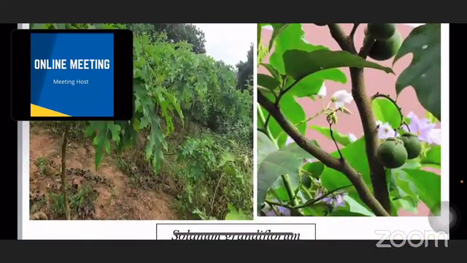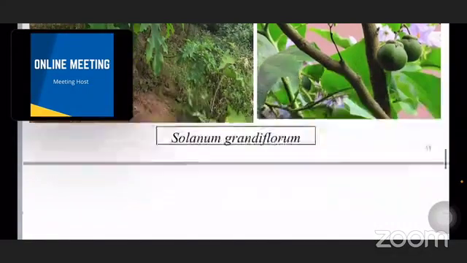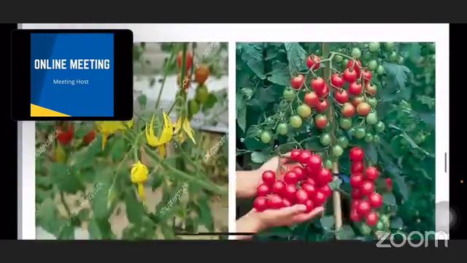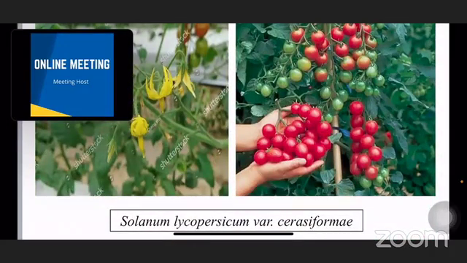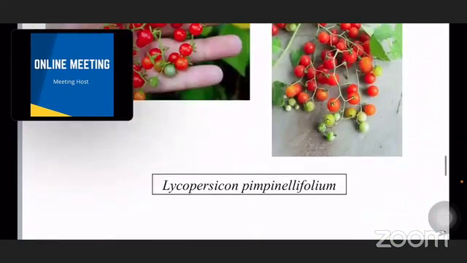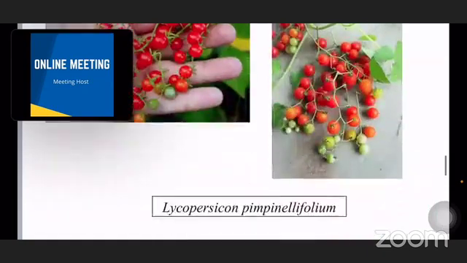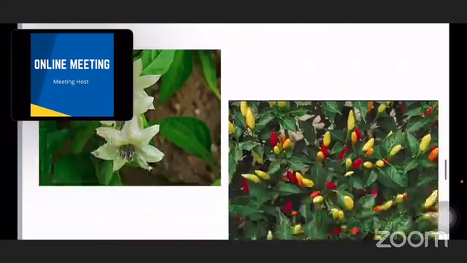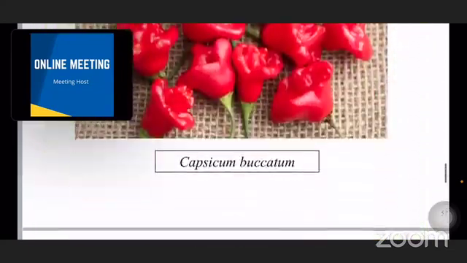For this purpose, for introduction of resistant characters, we have to use these wild species. This is Solanum grandiflorum, and this is Solanum sisymbriifolium. And this is the cherry tomato parent. So Solanum lycopersicum variety cerasiforme, and this is cherry tomato like Lycopersicum pimpinellifolium. This is chili species Capsicum chinense, and this is frutescens. This is baccatum.